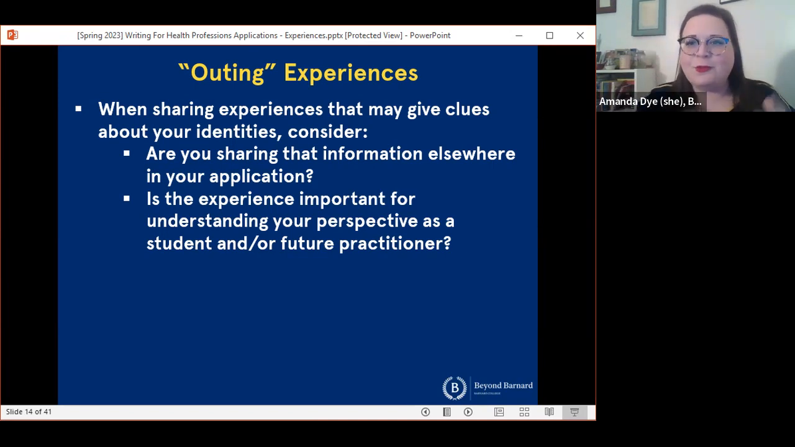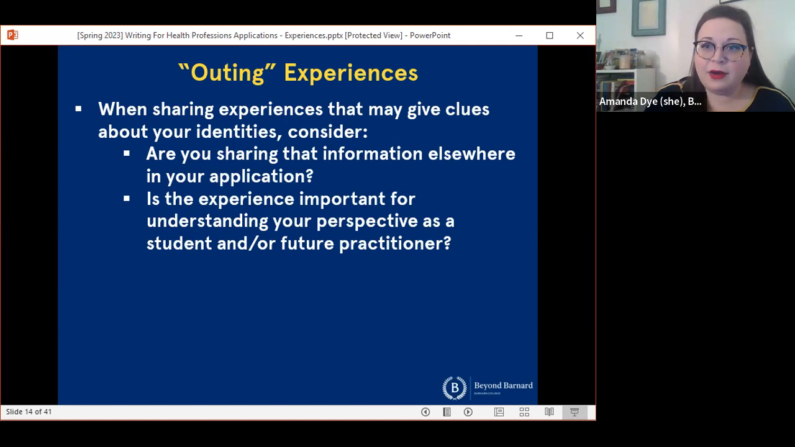There's never anything wrong with doing any of these things. But if you are sharing these things, it's really important, again, to think for yourself about whether understanding this fact about you is really important for understanding your perspective as a student or a future practitioner. And so, an example would be if you're a queer identified person, and that's a really central part of your mission for becoming a healthcare provider, to work with queer communities and to address specific concerns for those communities, then it makes sense to share experiences that have helped you really build on your competencies.